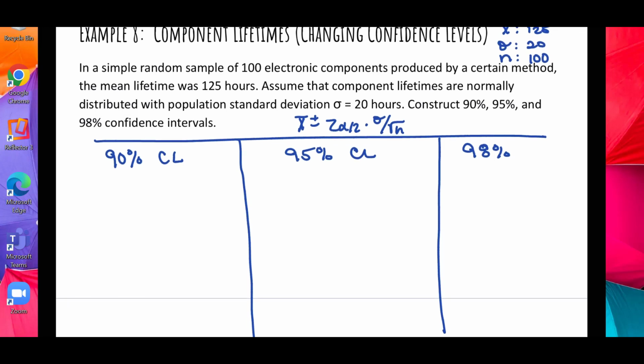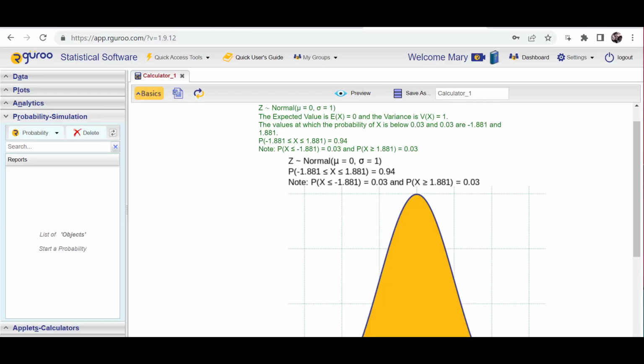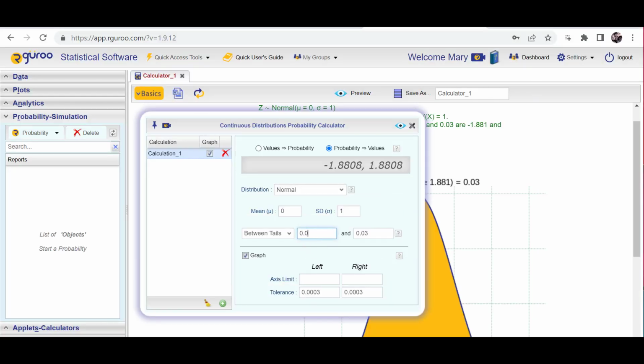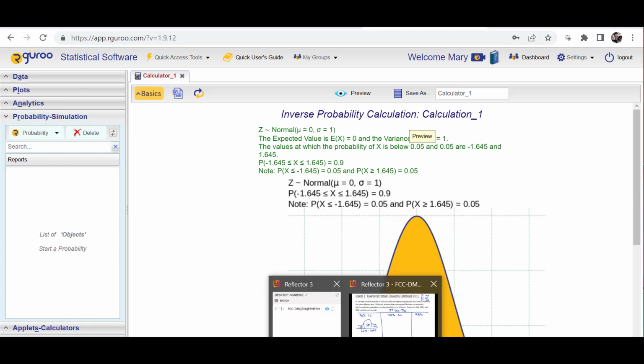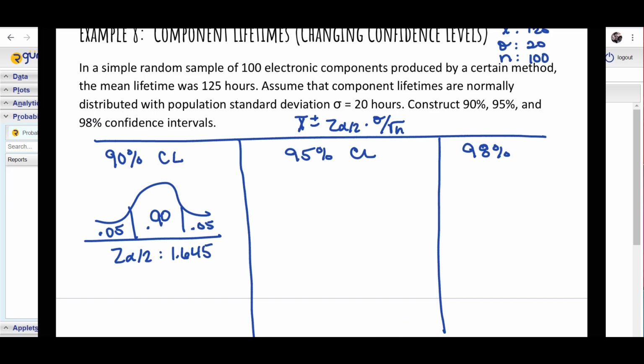All right, so what is going to change here is our z alpha over 2. So let's figure out for each of these what our z alpha over 2 would be. So if 90 is in the middle, that leaves 10% left over, so that's 5% on either side. So going to our guru, we're doing 5% on either side, and that's the 1.645. All right, so I wrote that down. So let's do another one.